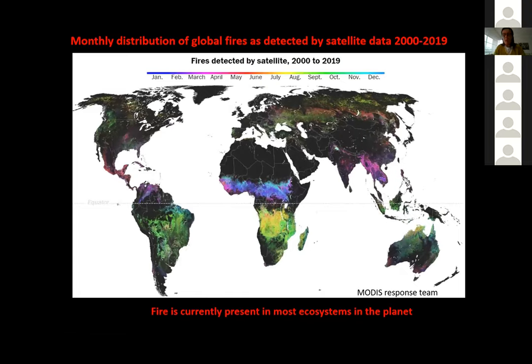Okay, let's start with the facts. The fact is that fire currently is almost everywhere present on the planet. And in this figure, you can see the distribution of monthly fires from 2000 to 2009 using satellite data collected by the MODIS satellite. So the question here is, yes, there is fire almost everywhere, but are these fires normal? Or are these fires desirable? Or what can we do, or where should we act? We can see in different colors the seasonality of these fires.